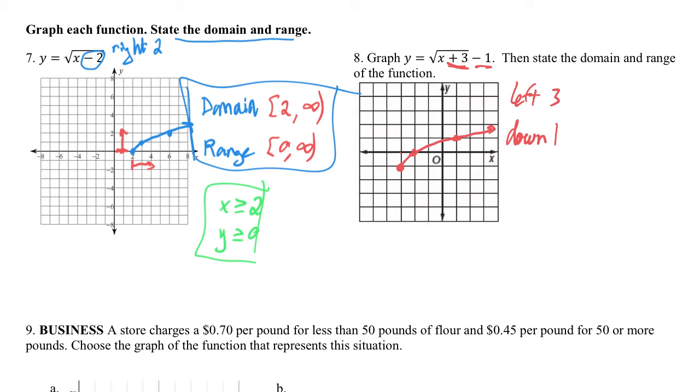And then domain and range. So the domain is all the x values, starts at -3 and goes to the right. So it goes from -3 to infinity. And the range starts at -1 and goes to infinity.